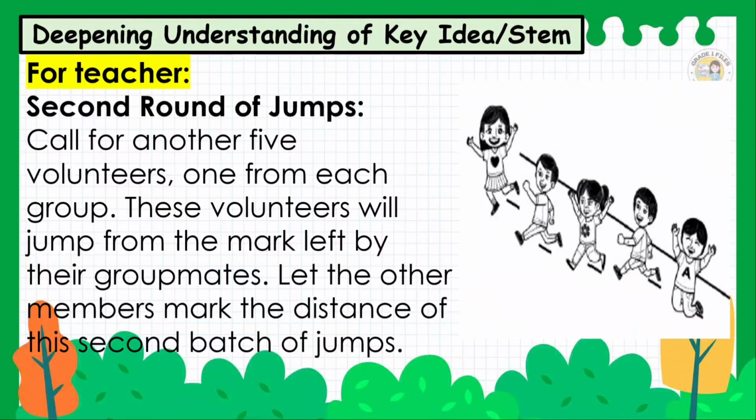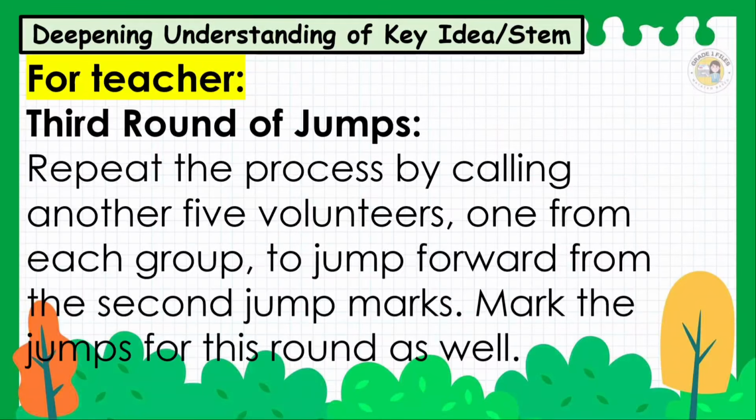For the second round of jumps, call for another 5 volunteers, one from each group. These volunteers will jump from the mark left by their group mates. Let the other members mark the distance of this second batch of jumps. Third round of jumps. Repeat the process by calling another 5 volunteers, one from each group, to jump forward from the second jump marks. Mark the jumps for this round as well.